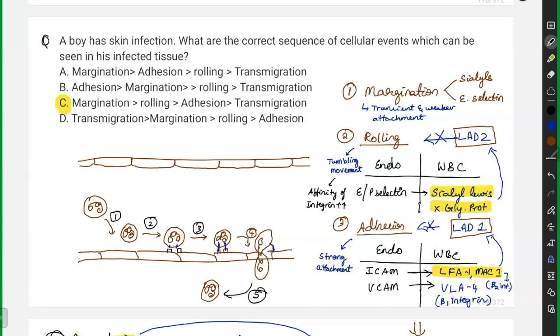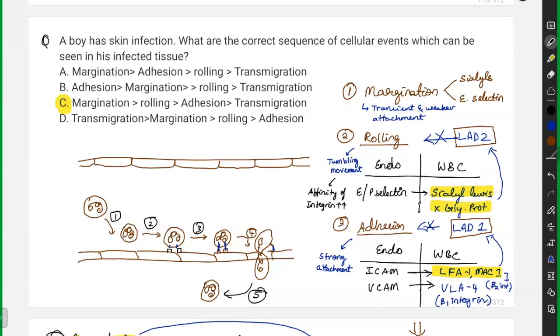Because of all these things, the first thing that is going to take place is margination. See, in the blood vessels, you're going to have leukocytes. So first the leukocyte has to come to the margin. If inflammation occurs at one place and you are going to have an endothelial injury, then from there the cell has to travel to the margin. That is called margination.